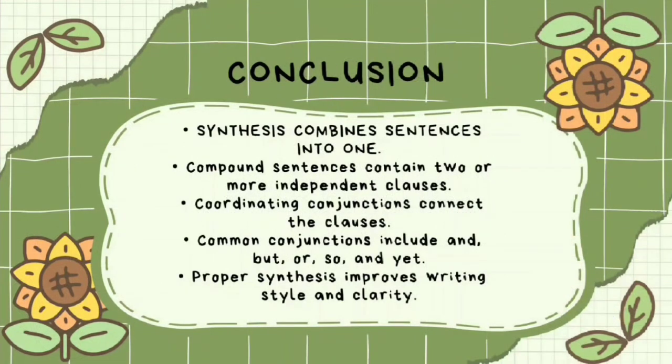Now let's recall what we have read so far. Synthesis combines sentences into one. Compound sentences contain two or more independent clauses. Coordinating conjunctions connect the clauses. Common conjunctions include and, but, or, so, for, and yet. Proper synthesis improves writing style and clarity.